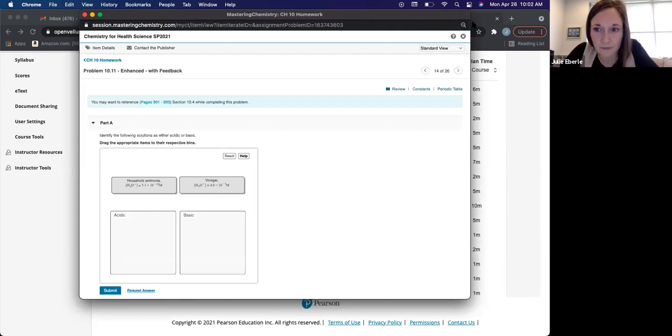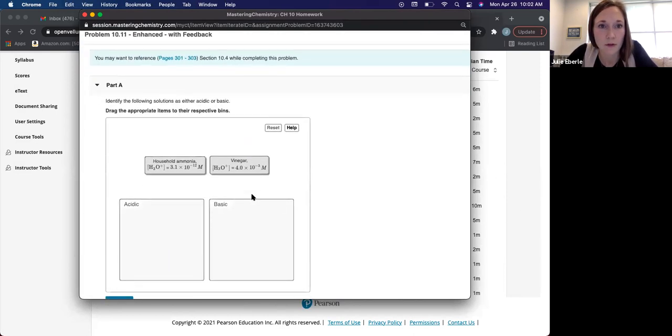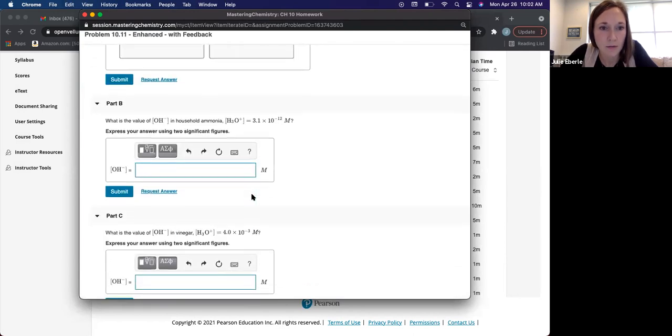Okay. This says, y'all see this? Is it big enough? Identify the following solutions as either acidic or basic. And you said part B in particular.